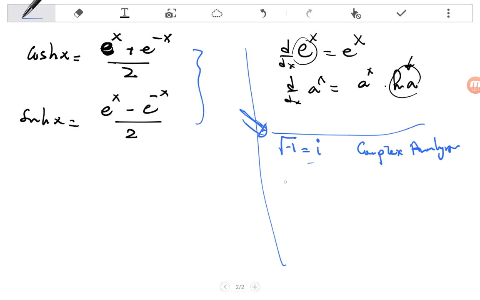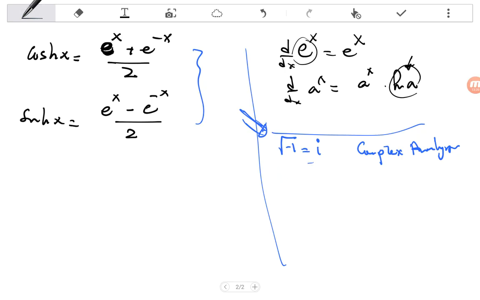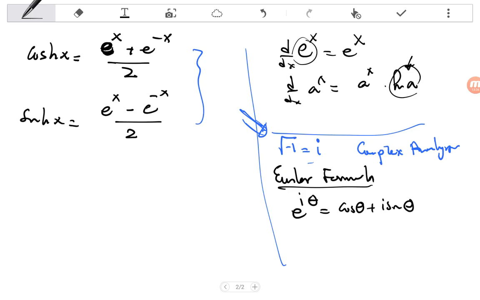Okay? Now, in complex analysis, there is a fundamental rule called Euler's formula. Euler's formula states that e power i theta is equal to cosine theta plus i sine theta. That formula is a fundamental rule in complex analysis, and it was discovered by Euler. Okay?